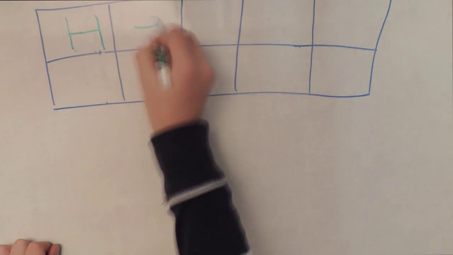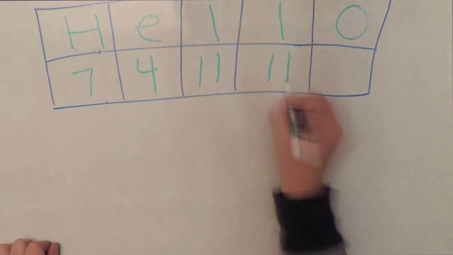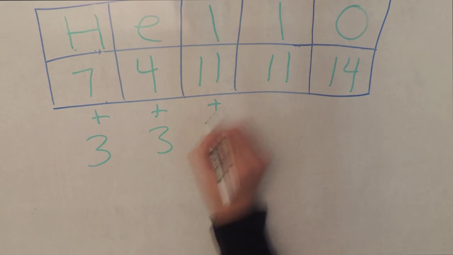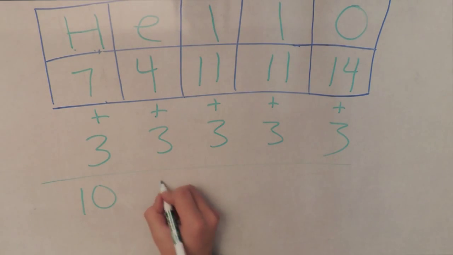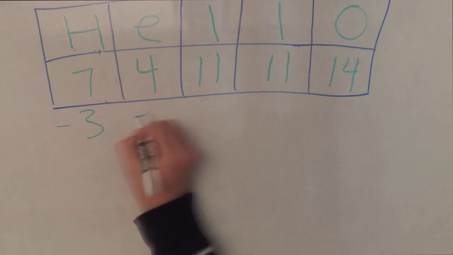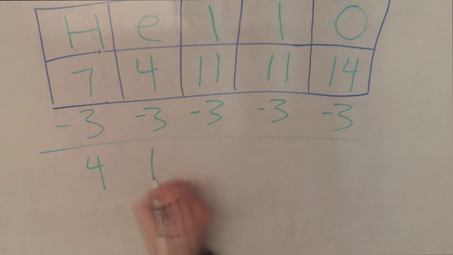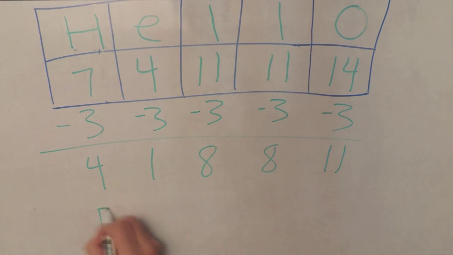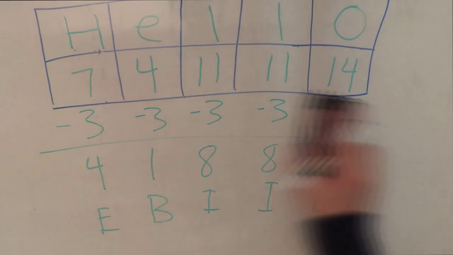For this example, we'll be using hello, or 7, 4, 11, 11, 14. We will apply a right B shift of 3, which adds 3 to the message. You would get 10, 7, 14, 14, 17, and if you change it using the numerical alphabet, you would get KHOOR. If you use the left B shift of 3, you subtract 3 from all the numbers, you get 4, 1, 8, 8, 11, or EBIIL.